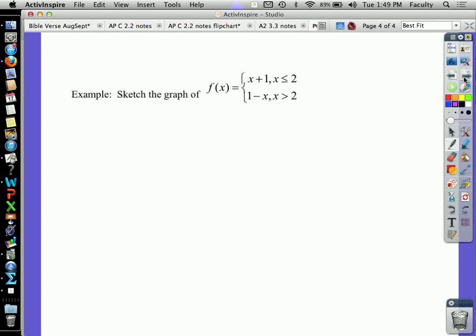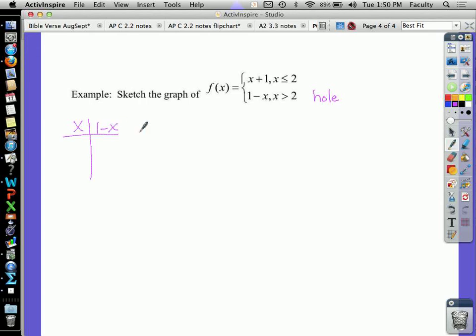All right, last idea is a piecewise graph. Do you guys remember these from Algebra 2? Sure. F of x equals x plus 1 when x is less than or equal to 2, and it's 1 minus x when x is greater than 2. What you do is you look at the inequality symbols, and the one that is not equal to has the hole in the graph. And I would recommend starting with that piece.